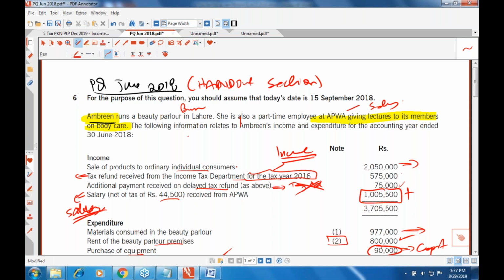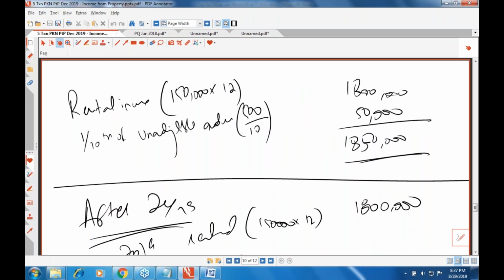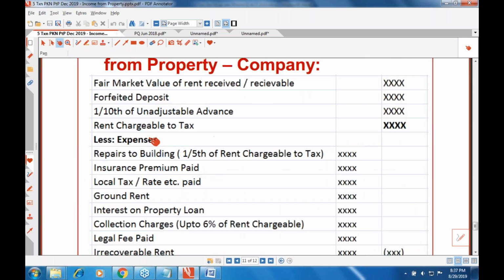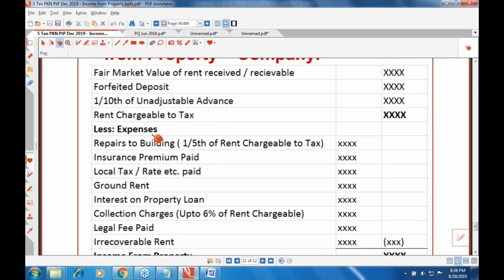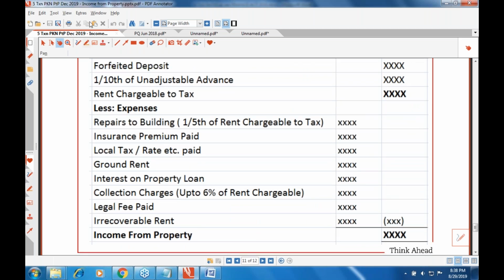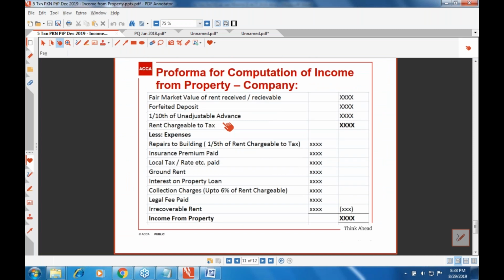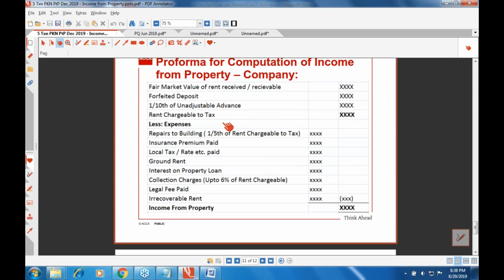Now let's move forward and start discussing one of the areas that I did not discuss in yesterday's session, and that was the computation of income from property for a company. It is mentioned in yesterday's slide. The slide is there in the handout section, so if you want to access it, it's there.